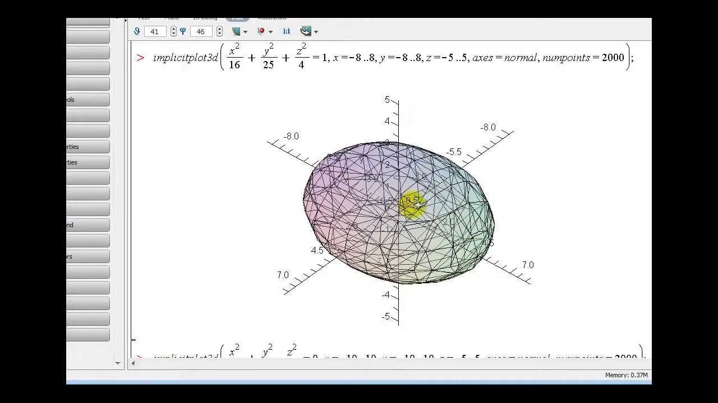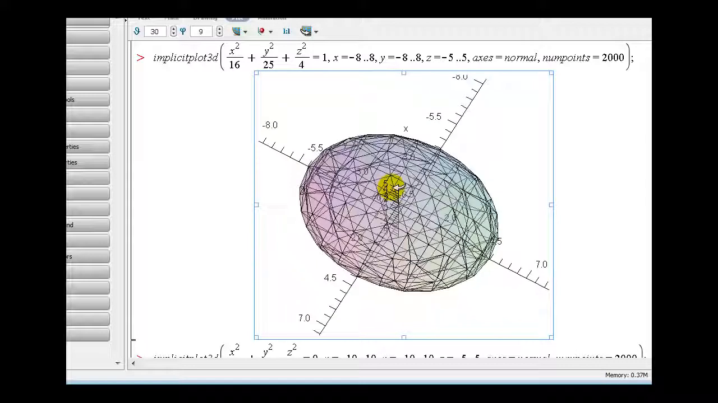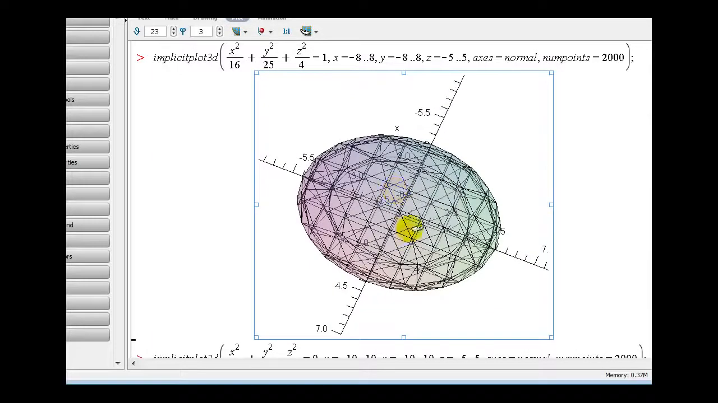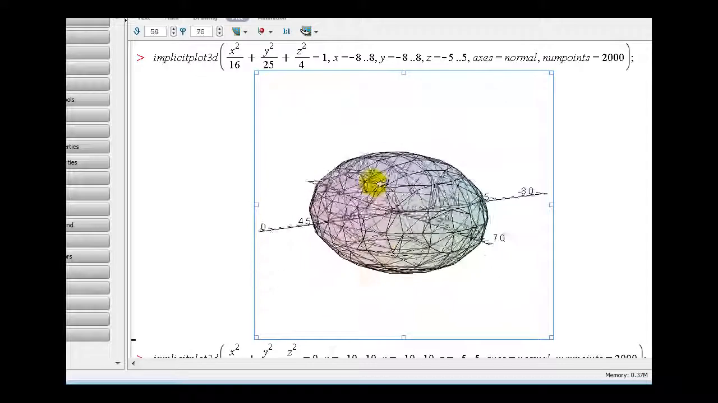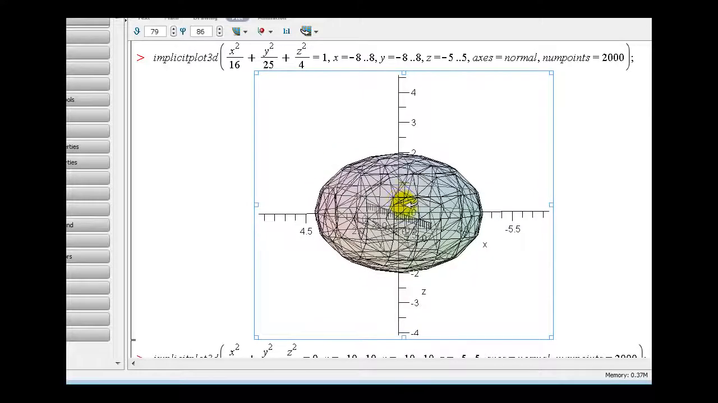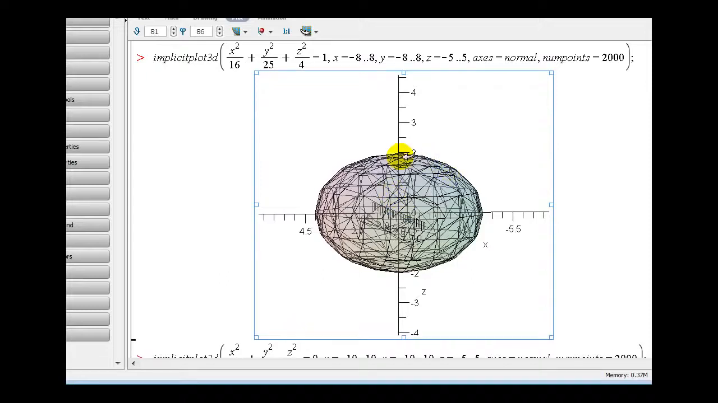Here's the graph of our ellipsoid in space. If we take a look at the xy trace, or view this looking down on the xy plane, here you can see the xy trace. Now if we take a look at this from the view of the xz plane, as we see here, we can see our xz trace, the ellipse here.